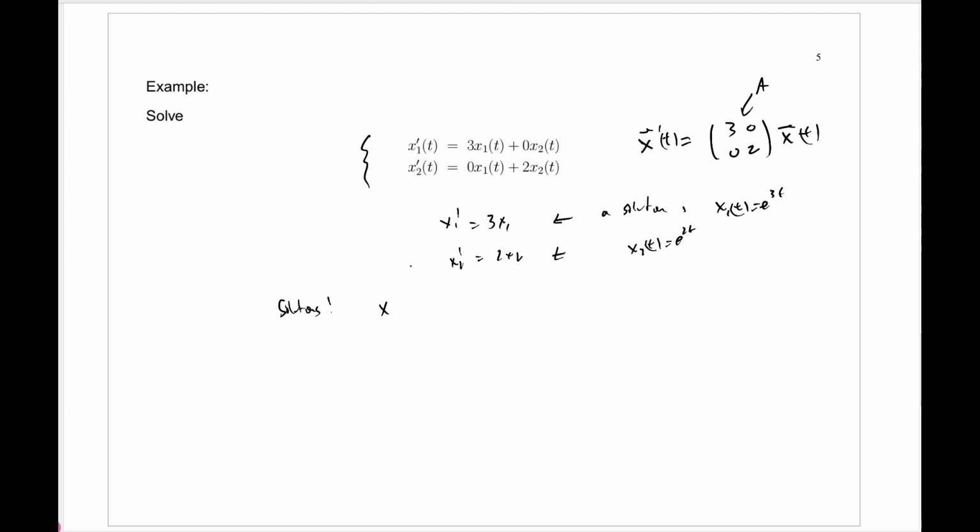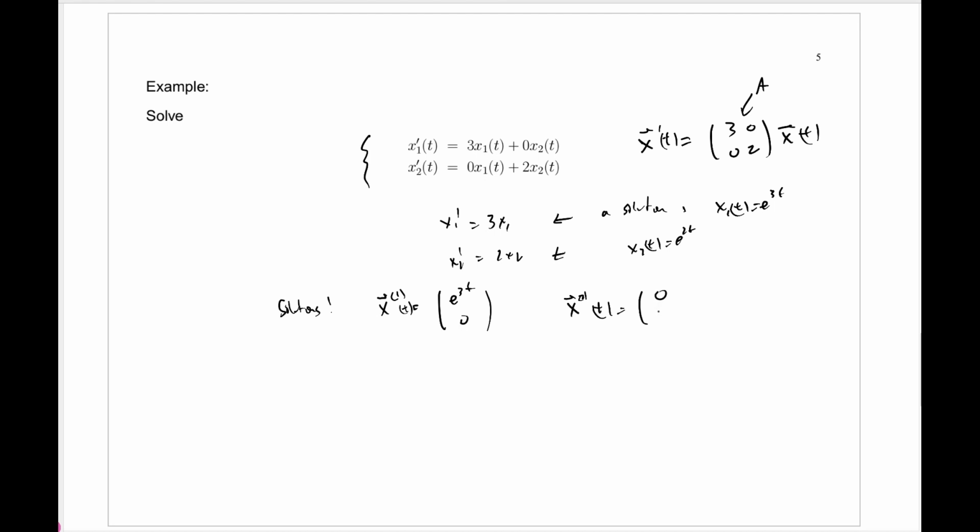Here are solutions to our original system. I have one solution where I can take my vector function, e to the 3t, and just the zero function for my x2. I claim that's a solution to the system. If you let x1 be e to the 3t and you let x2 be the zero function, both of these equations are satisfied.